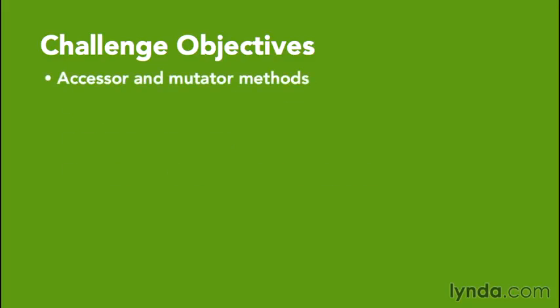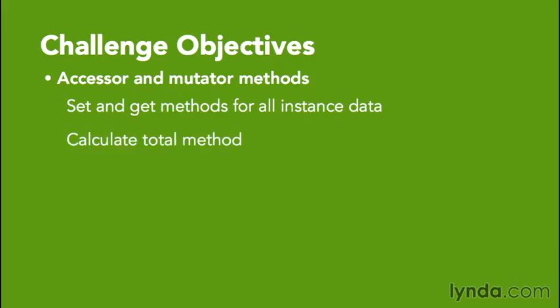In addition to the constructors, we're going to need accessor and mutator methods for each piece of instance data in our event class. So go ahead and add set and get methods for all the instance data. We also need to have a method that will calculate the total for this event. We want to take the number of guests times our price per guest and return that value to the calling method. And finally, let's add a print method so we can print out all the information about the event. Okay, that's it for our class.